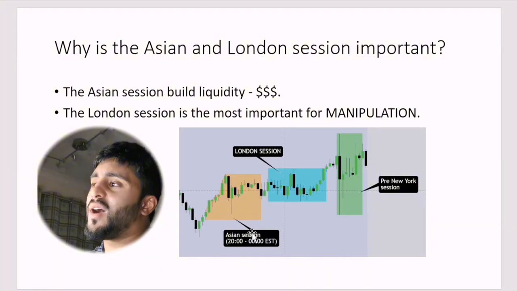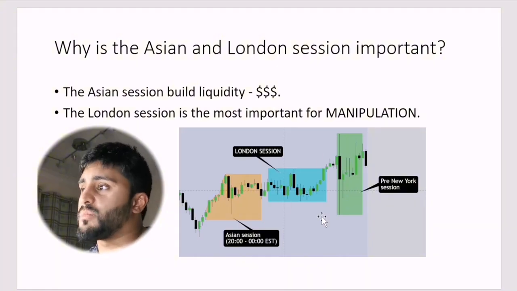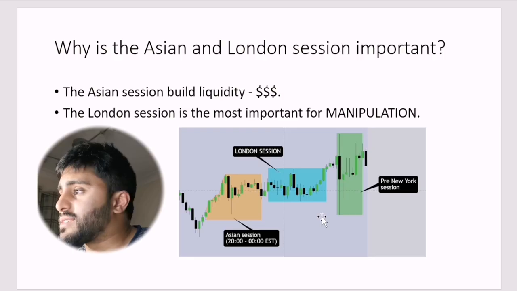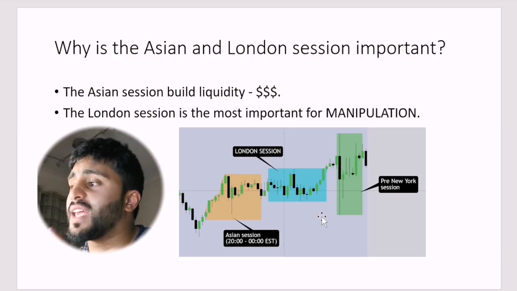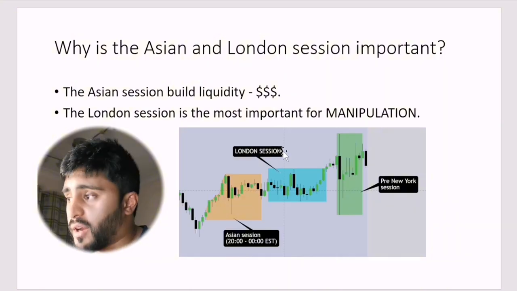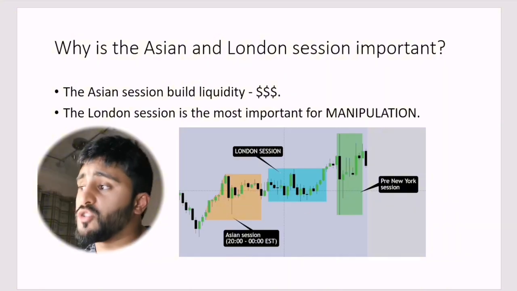So first we need to understand why the London and Asian sessions are so important. The Asian session builds liquidity. If you look over here on the screen, you can see the Asian session in orange. The Asian session is from 8 p.m. to New York midnight, which is the opening price.